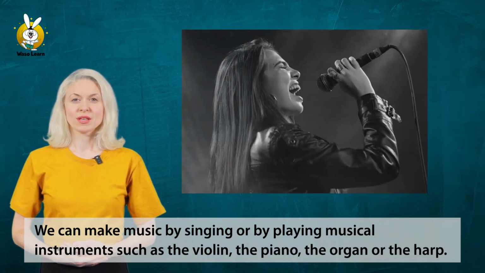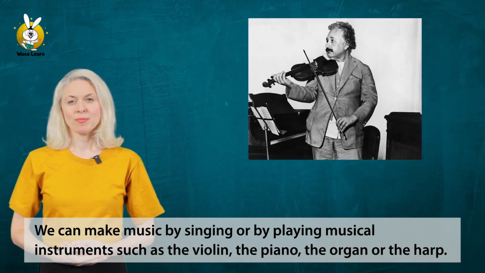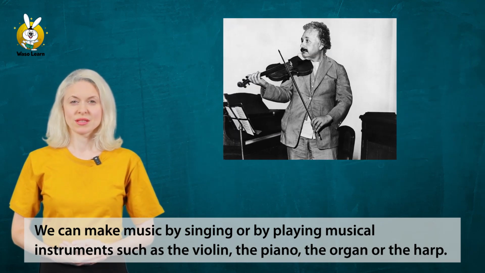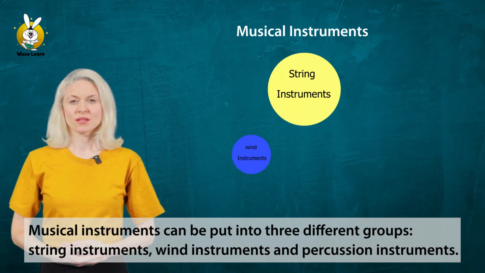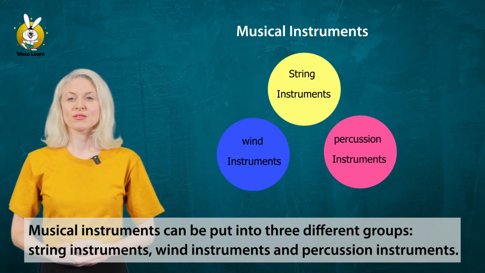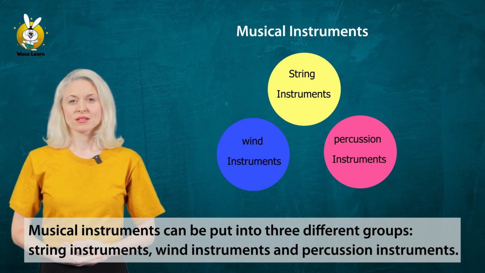We can make music by singing or by playing musical instruments such as the violin, the piano, the organ or the harp. Musical instruments can be put into 3 different groups: string instruments, wind instruments and percussion instruments.